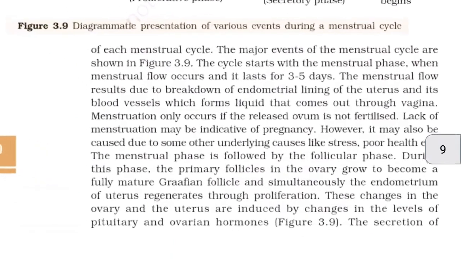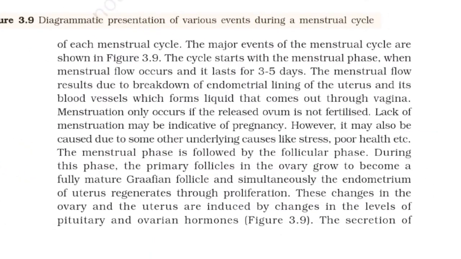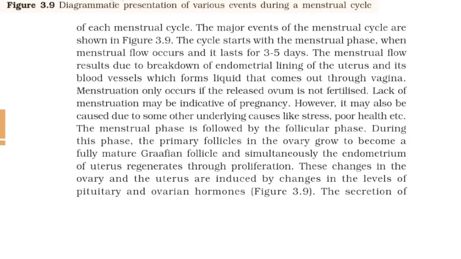The cycle starts with the menstrual phase when menstrual flow occurs, and it lasts for 3 to 5 days. The menstrual flow results due to breakdown of the endometrial lining of the uterus and its blood vessels, which forms liquid that comes out through the vagina.